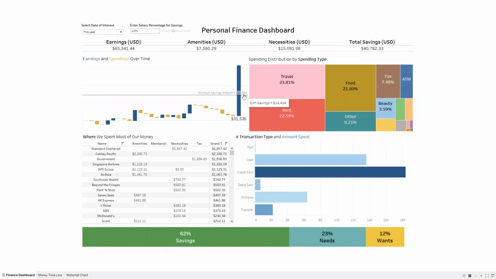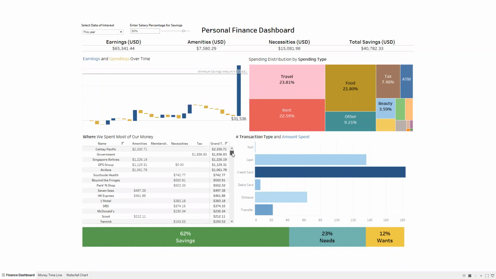I should just see, okay, what is my cap? If I do a 40% cap on my savings, where does that fall? If I do an 80% cap on my savings, I can see exactly how I'm spending and what I'm earning, and see if I'm within range or not. And here, this is just a simple table, giving a breakdown of where most of the money is spent.